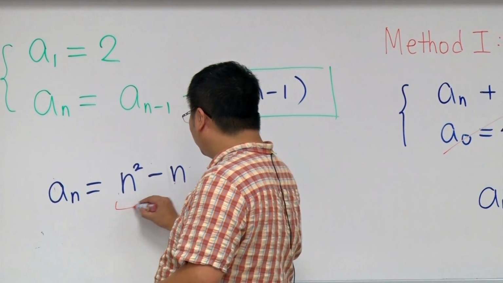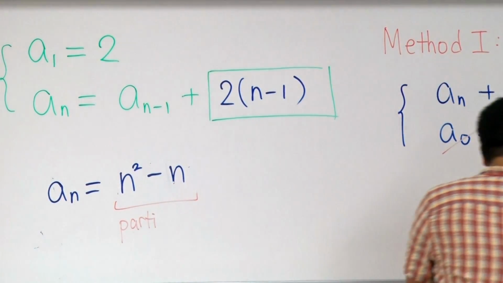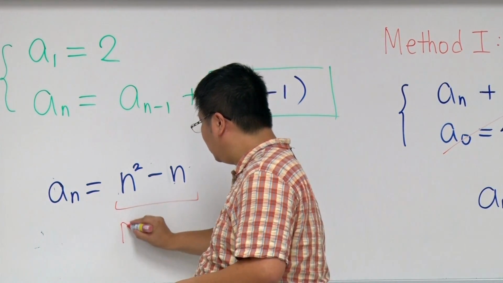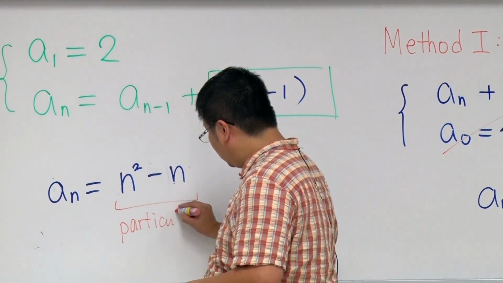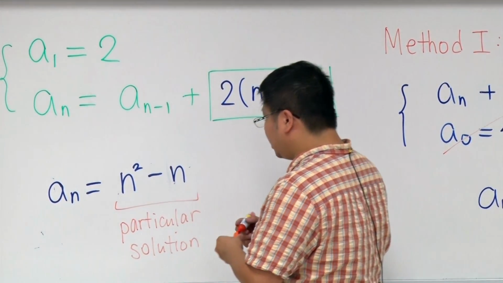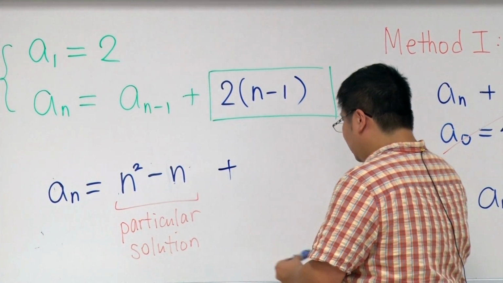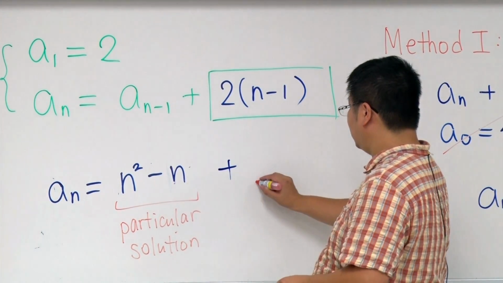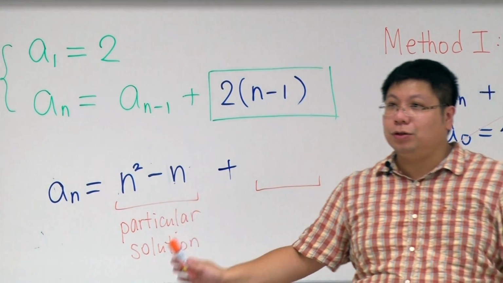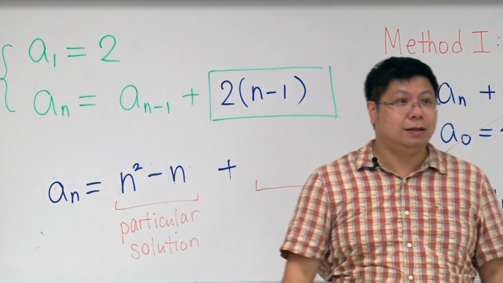But still, we need to get a homogeneous solution. We want to get the zeros, the homogeneous solutions. How do we get the zeros? The zeros ignore anything that is unrelated to the past terms. So we have an is equal to an minus 1.